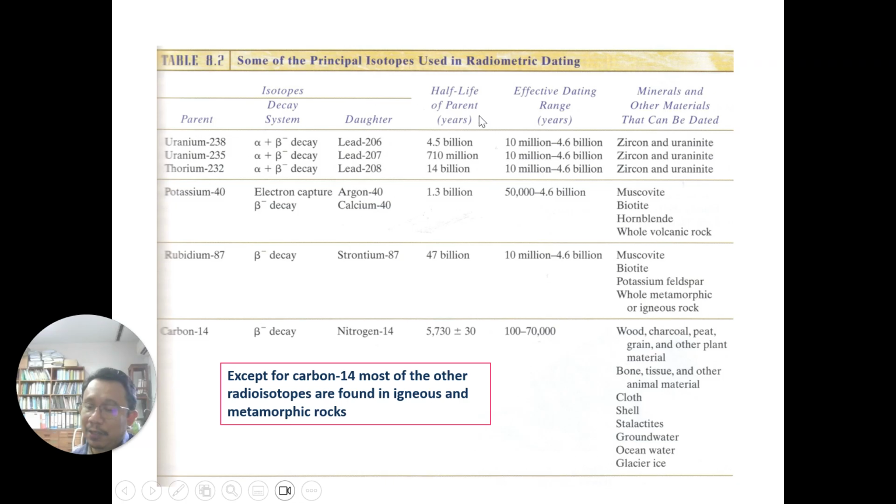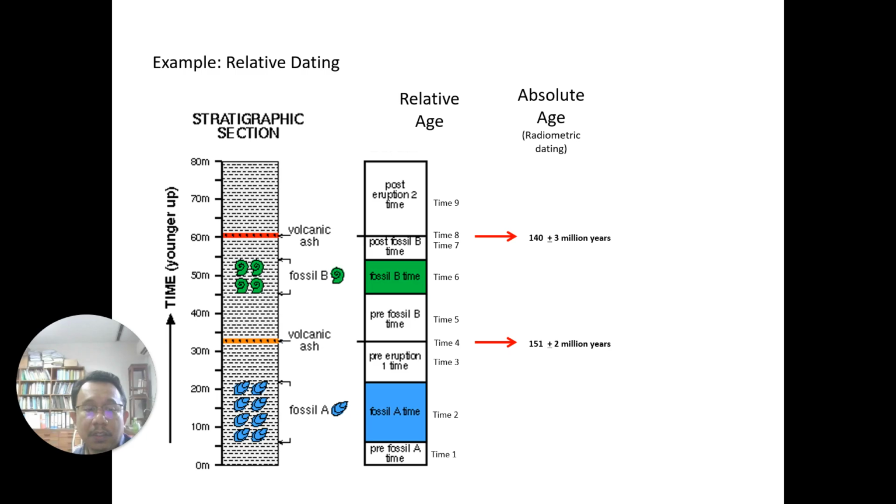So where do you find these radioactive elements? They're usually stored in minerals and other materials inside the rock, minerals like zircon, uraninite, biotite, and muscovite. These are usually associated with igneous rocks, from volcanic rocks, for example. So now we have a method to determine the age of the rocks through numbers.